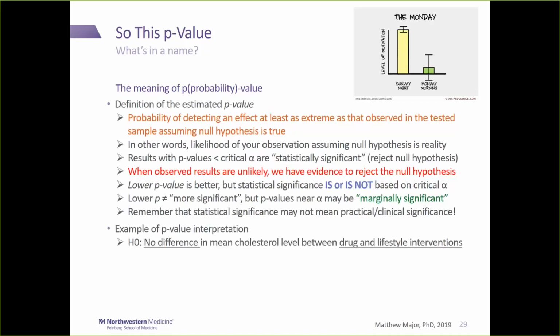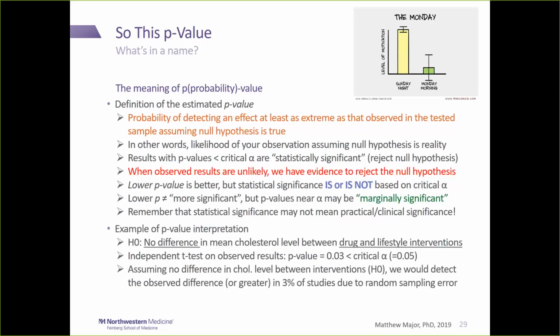So for instance, if my null hypothesis was that there's no difference in mean cholesterol level between drug and lifestyle interventions, but I run an independent t-test, and on those observed results, my p-value is 0.03. And this is now less than my critical alpha, which was 0.05. So what does this mean?